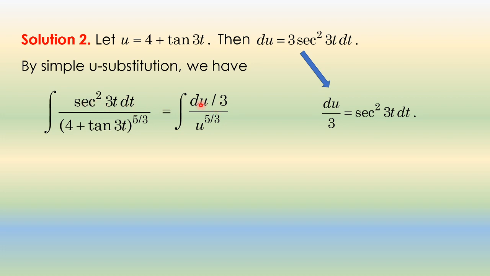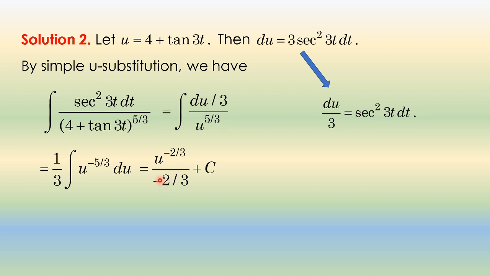So the numerator is du over 3, the value of this in terms of u. Then the denominator is u to the 5 over 3. So getting 1/3, let's put the 1/3 out so that we have u. We bring this up, u to the negative 5 over 3 du. So from one of the laws of exponent, the integral of u to the n du, what's the answer? U to the n plus 1 all over n plus 1.